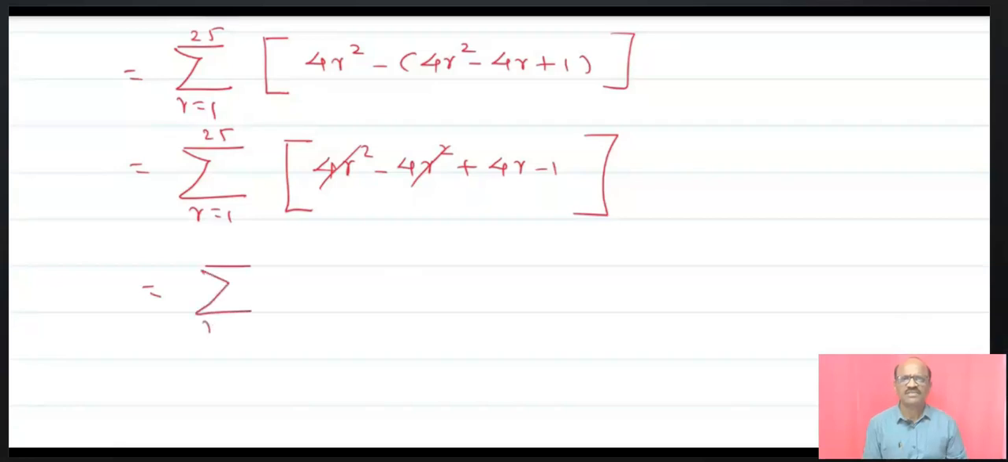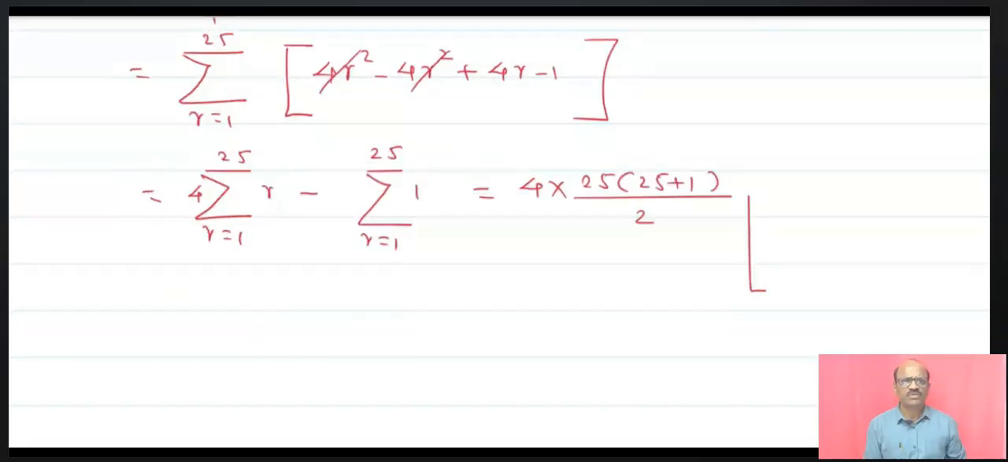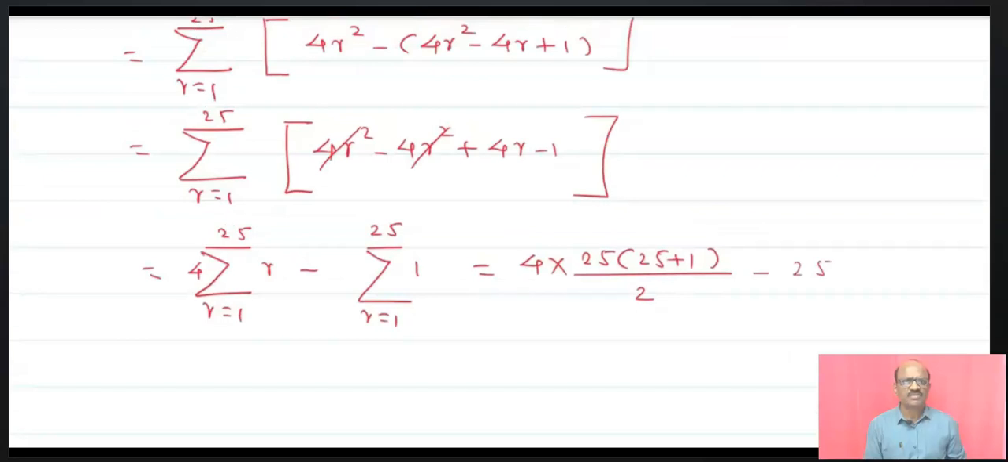Now, see this again. r is equals to 1 to 25. 4 summation r is equals to 1 to 25 of r, and summation r is equals to 1 to 25 of the 1, that is 4 into n into n plus 1 upon 2. And the last is minus 25. Summation of the 1, r is equals to 1 to 25, that is minus 25. This is normal simplification here.